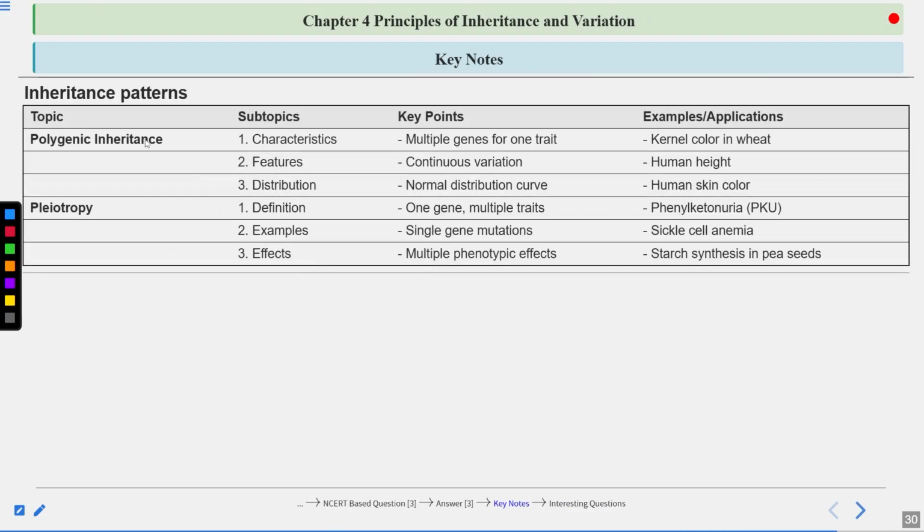Okay, we talked about polygenic inheritance and pleiotropy as well. So polygenic inheritance means multiple genes controlling one trait. These are the examples: kernel color in wheat. They show continuous variation. For example, human height, they show a normal distribution curve. Again, an example can be human skin color. Pleiotropy, one gene is affecting multiple traits. For example, phenylketonuria. Another example is sickle cell anemia, where single gene mutations occur and multiple phenotypic effects are observed. Another example can be starch synthesis in pea seeds as well. And regarding this, we have also discussed in our earlier session.